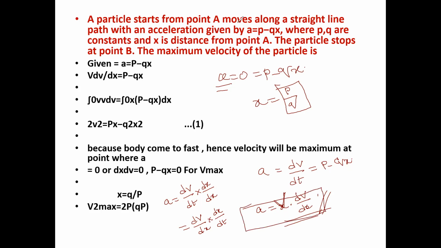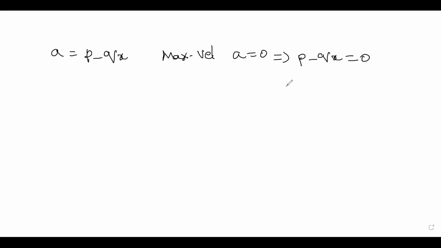So this one we will plug in and then do the integral. V into dv by dx is equal to P minus Qx. So the first part I will explain on this board. The acceleration is P minus Qx, which is given to us. Maximum velocity means acceleration goes to 0. I just told you that. So P minus Qx will go to 0. So X happens to be P by Q, first part.